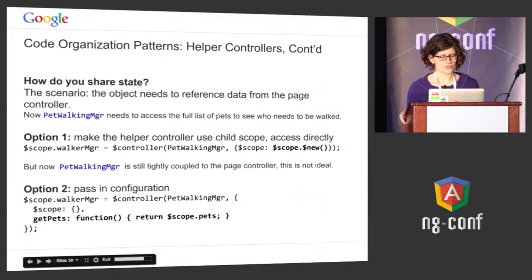And just another note about helper controllers. You often need to share state between a helper controller and the page controller that you're using it on. There's two different ways to do this. For example, if my pet walking manager object needed a full list of the pets in order to see who needs to be walked, one way is to have the helper controller use a child scope with scope.new so that it can access all the fields on the parent. This is still very tightly coupled to the page controller, so it's not ideal, but it works in cases where you have a lot of things you have to reference. Another way is just to pass it into the configuration, a function that returns a list of pets in this example.